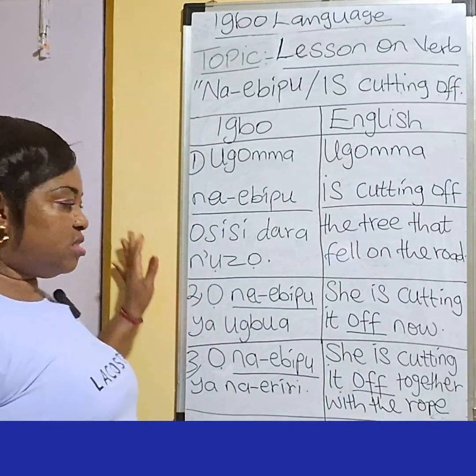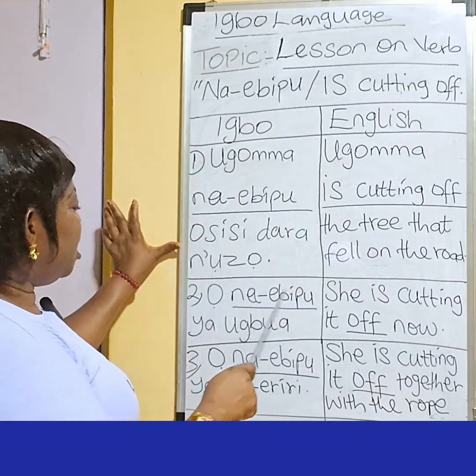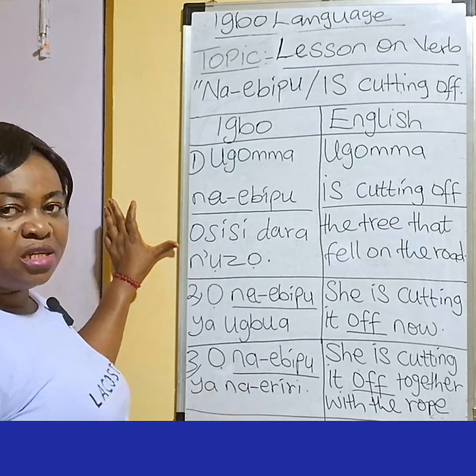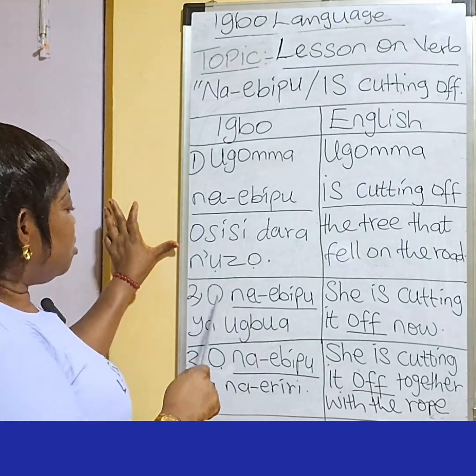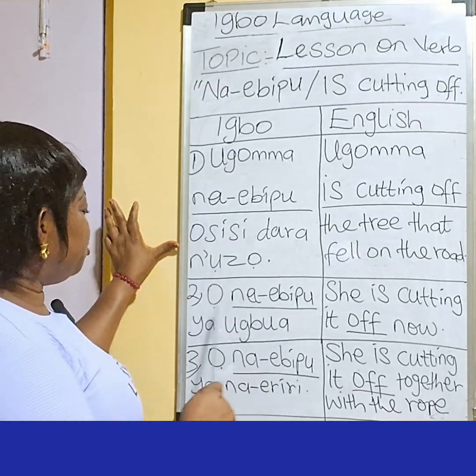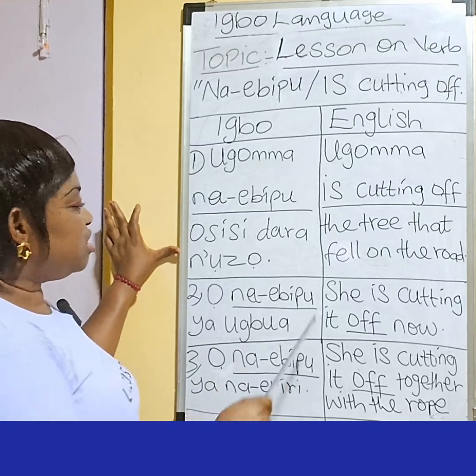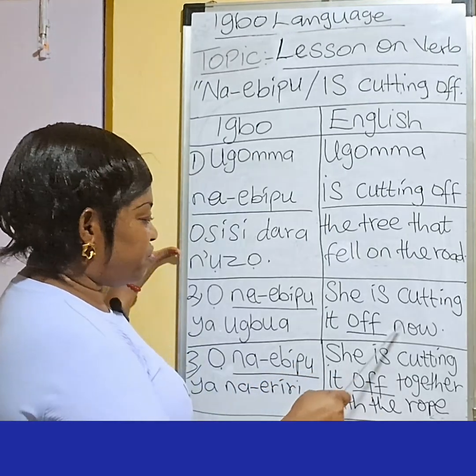Second sentence is Ọ na-ebipu ya ugbu a. Class, say it. Ọ na-ebipu ya ugbu a. Meaning, she is cutting it off now.